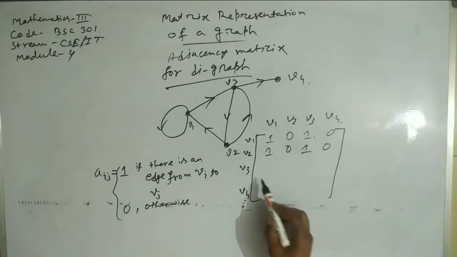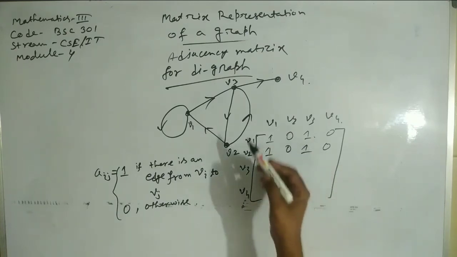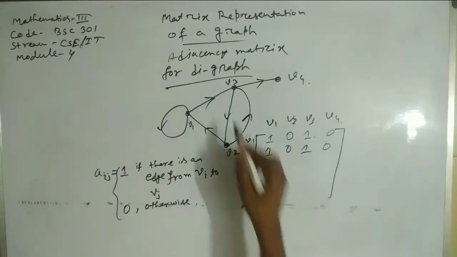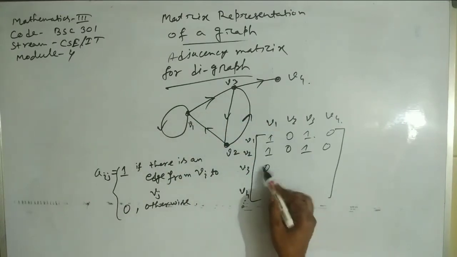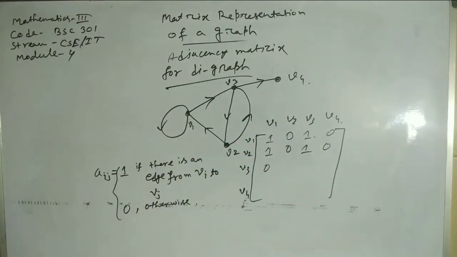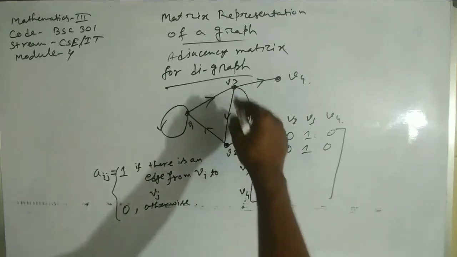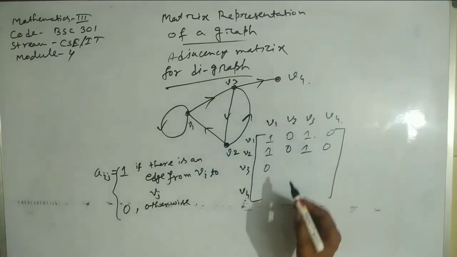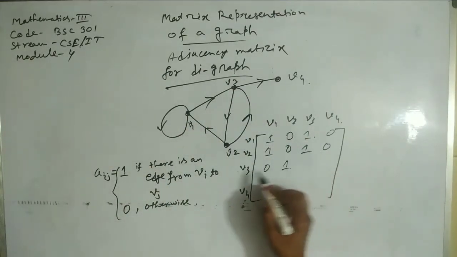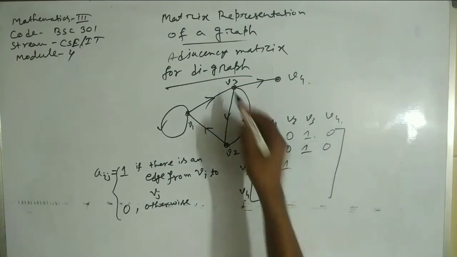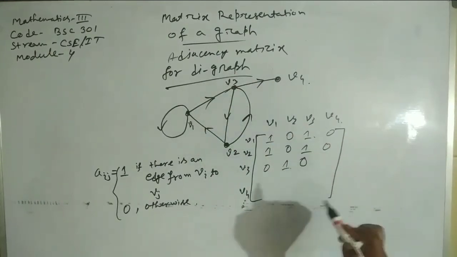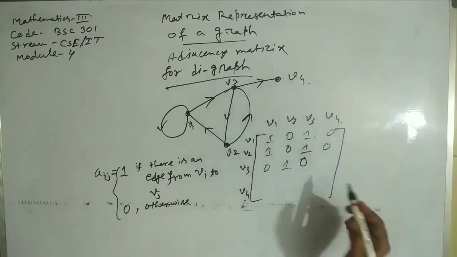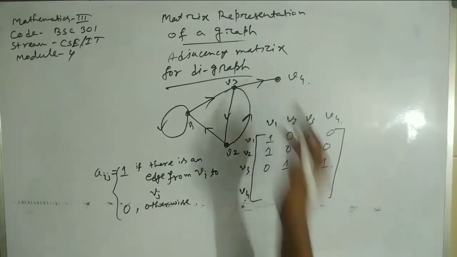Okay. Now for this element, from V3 to V1. No, there is no directed edge from V3 to V1. From V3 to V2, yes, there is an edge from V3 to V2. So there will be 1. From V3 to V3, no, there is no self loop, so it will be 0. Now from V3 to V4, yes, there is an edge, there will be 1.